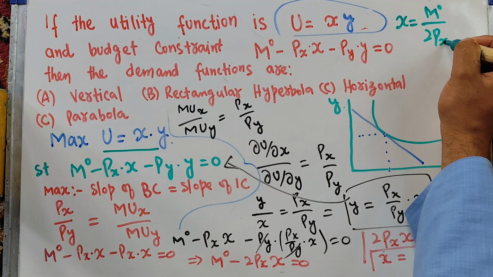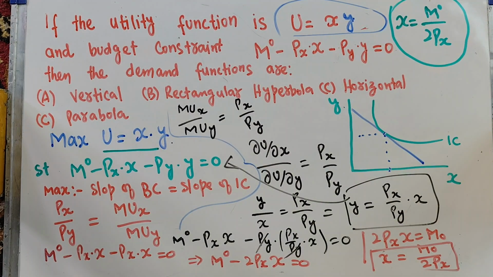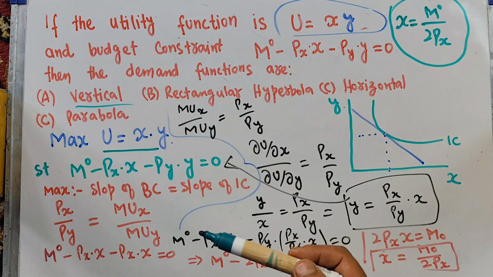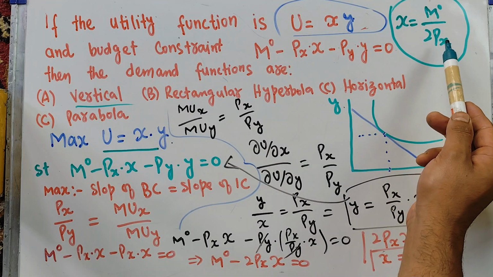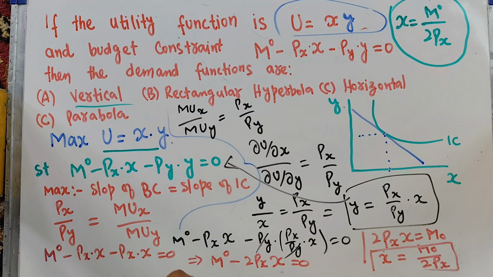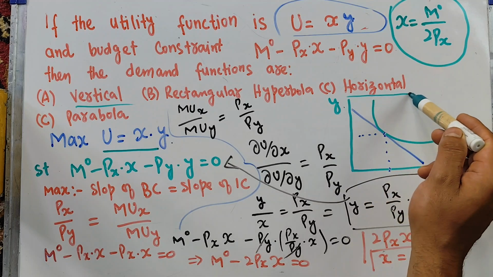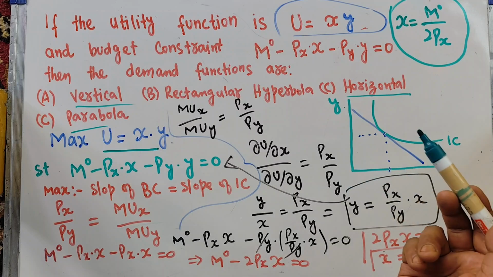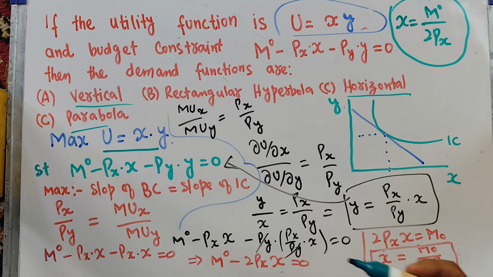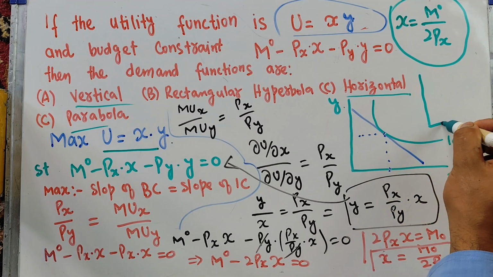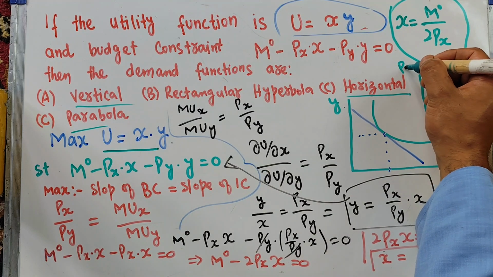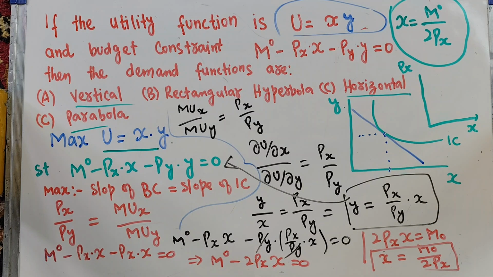So we can see from this equation, this is not a vertical function. Since x is a function of px, it cannot be vertical, also it cannot be horizontal. It is not a parabola. In fact, this function is the rectangular hyperbola. So it looks like this. If I draw it here, let us say we have x on the horizontal axis, that is the quantity demanded of good x, and the price of good x is on the vertical axis. So the function will look like this.